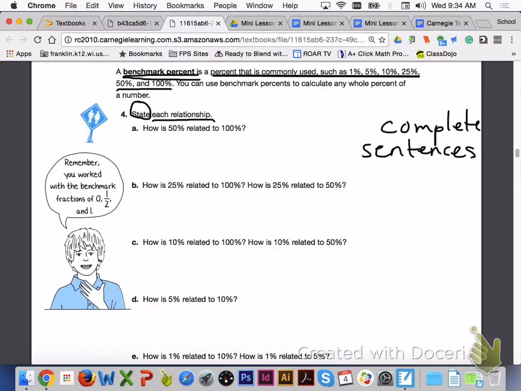Please turn to page 408. A benchmark percent is a percent that is commonly used, such as 1%, 5%, 10%, 25%, 50%, and 100%. You can use benchmark percents to calculate any whole percent of a number. I would like you to do number 4, letters A through E, with your group members, and please write your relationships in complete sentences.